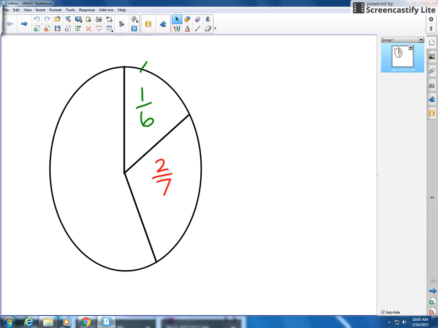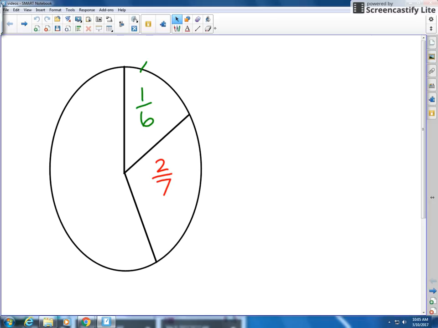I have a mystery spinner. I can see that 1/6 of my spinner is green. I can see 2/7 of my spinner is red, but I don't know what is left for the other part of my spinner. So what I do know is that my whole spinner has a value of 1.